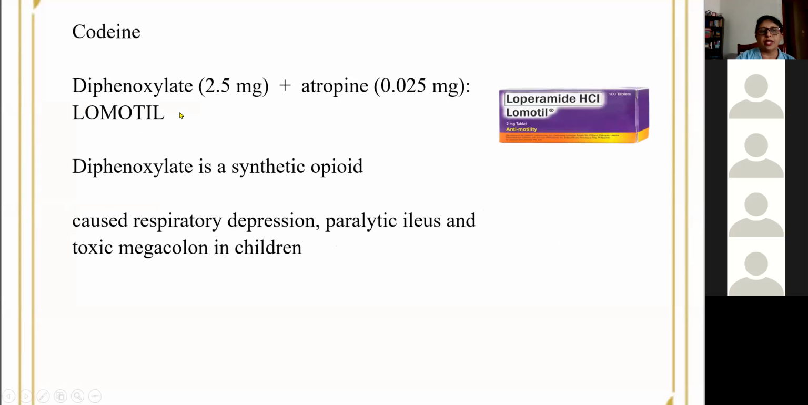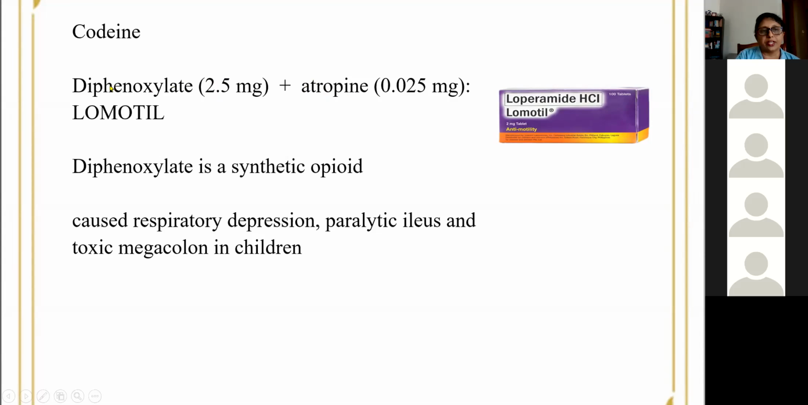So one drug is codeine, another drug. Have you seen this drug, Lomotil? Yes or no? Yes, ma'am. Usually people go and take this drug, Lomotil. So this is a combination of diphenoxylate and atropine. Diphenoxylate is an opioid. Atropine, you know, is an anticholinergic.